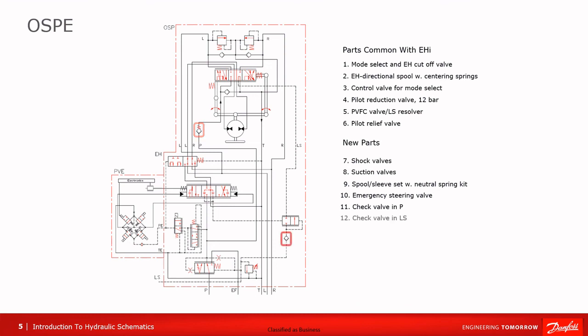The check valve in LS avoids backflow into the pilot relief valve from the steering circuit. The priority valve, dynamic type, controls the standby pressure across the spool sleeve set and across the EH directional spool. The dynamic orifice generates dynamic flow in the LS line.